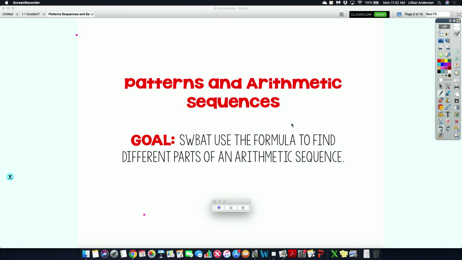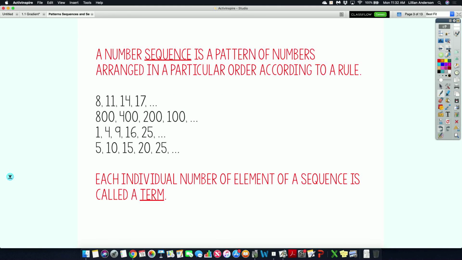Let's start off with patterns though. Remember, smart notes. A number sequence is a pattern of numbers arranged in a particular order according to a rule. That's what a sequence is: a pattern of numbers that are arranged according to some type of rule.